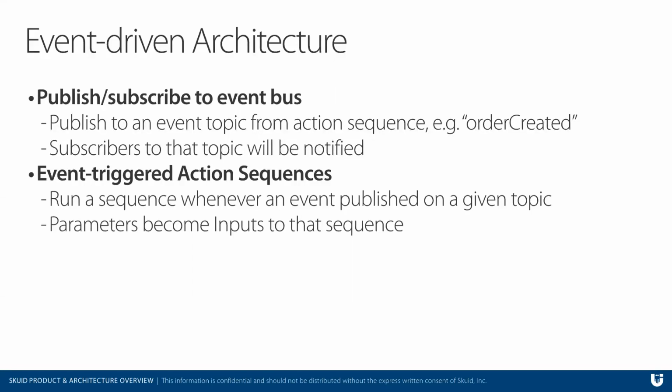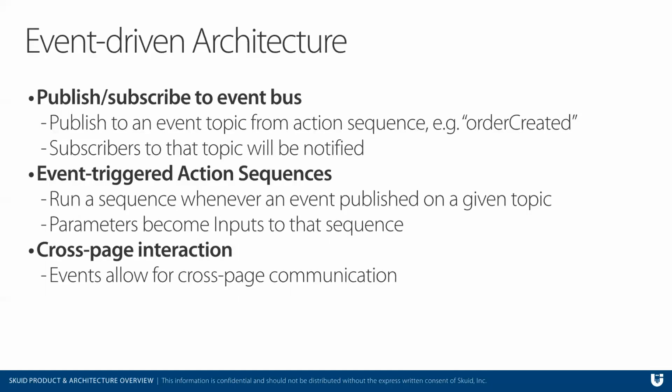And just like with other action sequences, events can have parameters passed to them, which become inputs into that sequence. So it's a way of passing not just that a given thing happened, but maybe some data about that thing. If I have an order created event published, I could provide the order name, the order amount, the number of items, the quantity, and then various pages could handle that information differently. So it's a very powerful pattern for cross-page interaction.